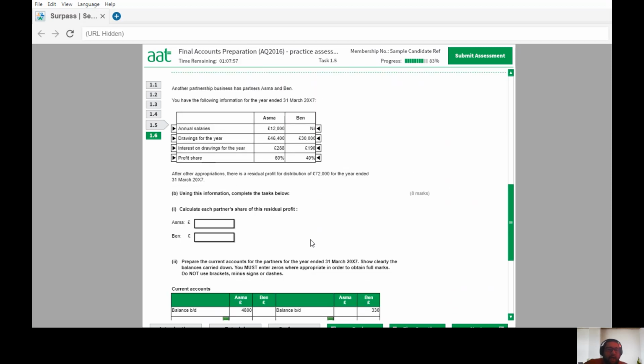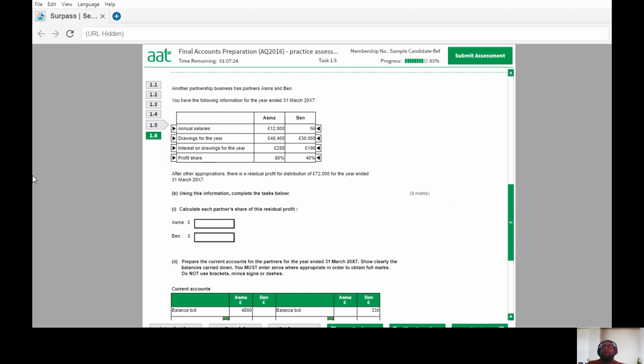Now, next, look at this one. Another partnership account has partners Asma and Ben. Annual salaries, drawings for the year, interest on drawings for the year, and then profit share. They've all given you the information. Now, after all the appropriation, there is a residual profit for distribution of £72,000 for the year ended 31st of March 2017. So they have told you these things. Okay, after all the other appropriation, there is a residual profit for distribution of £72,000.